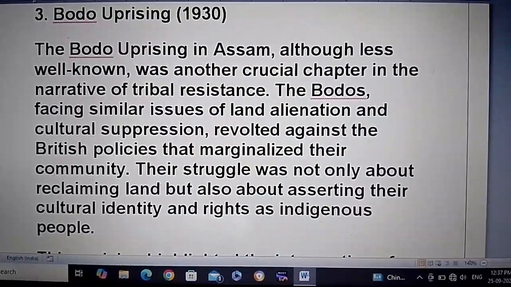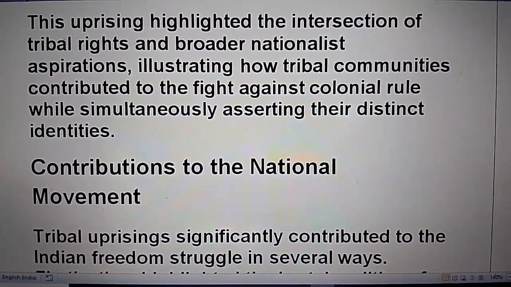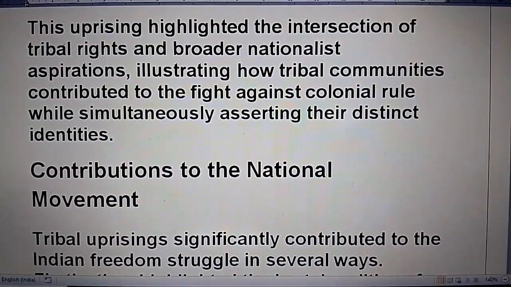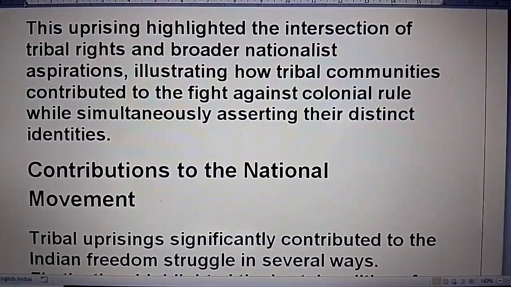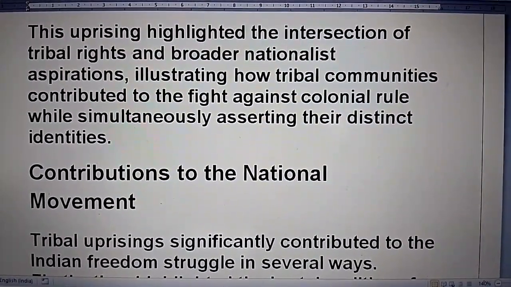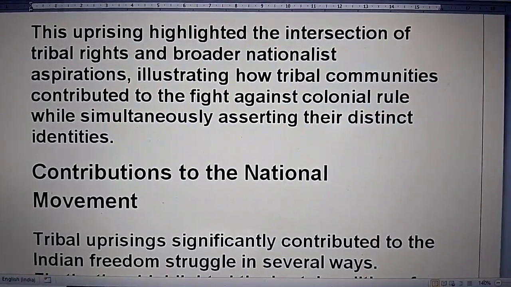as indigenous people. This uprising highlighted the intersection of tribal rights and broader nationalist aspiration, illustrating how tribal communities contributed to the fight against colonial rule while simultaneously asserting their distinct identities.